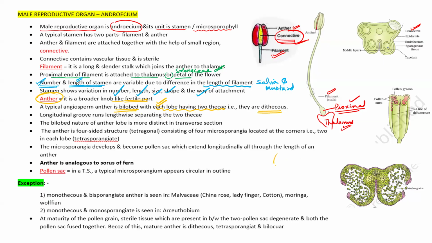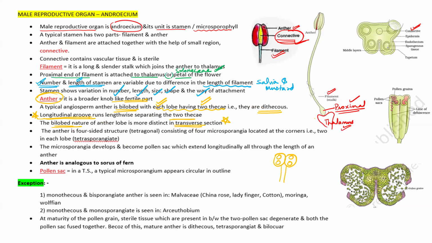Clear? You can understand it this way. These are the two anther lobes, and in each anther lobe you are finding two pollen sacs, meaning microsporangia. And this is the filament. So what separates the two theca? A longitudinal groove. Again, a PMT question. It is the longitudinal groove which separates the two theca. Each lobe has two theca. If you want to study the bilobed nature, you will see it more clearly in the transverse section, not in the longitudinal section. Again, an important question.